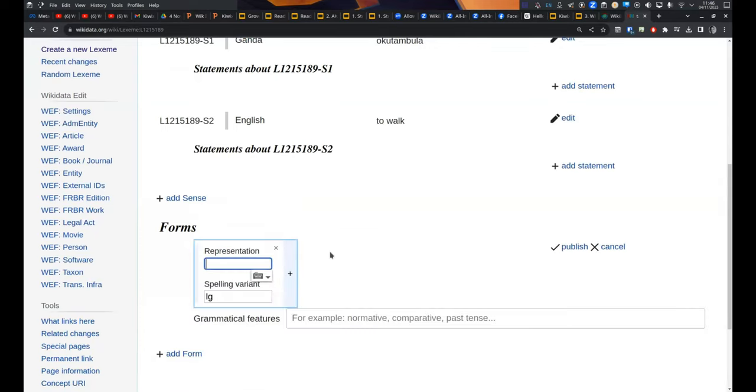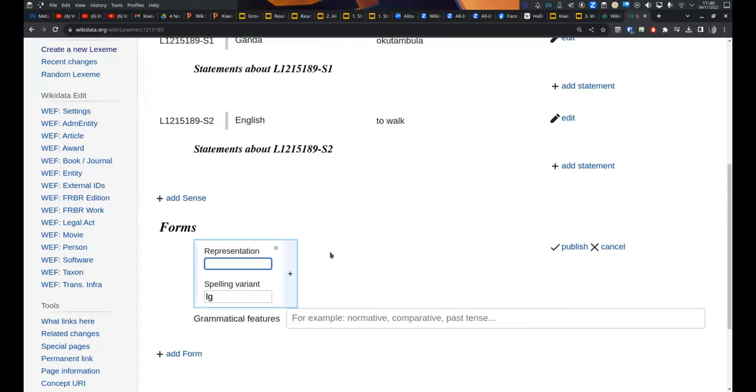So for forms, we have present tense, past tense, present gender. That is what we do here. Spelling variant, that is your language that is already there. Now representing, is it singular? If it is singular, then you put walk here. Then you come and see whether it is singular, plural, present tense, all those things. Right now, walk: is it present tense or past tense? It's present tense. So write it here.